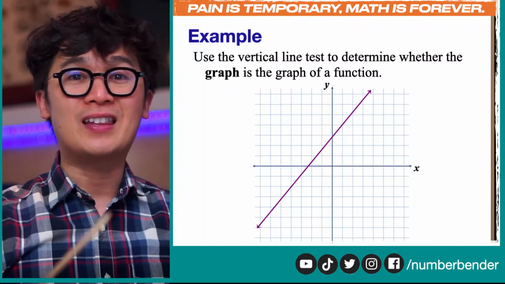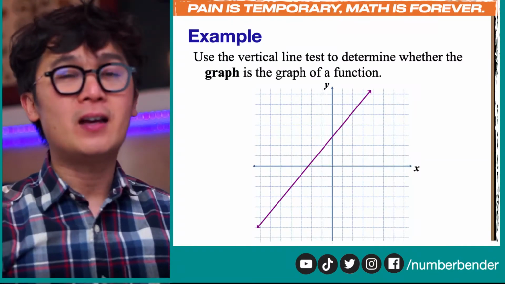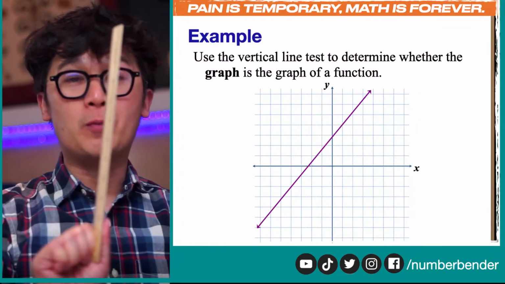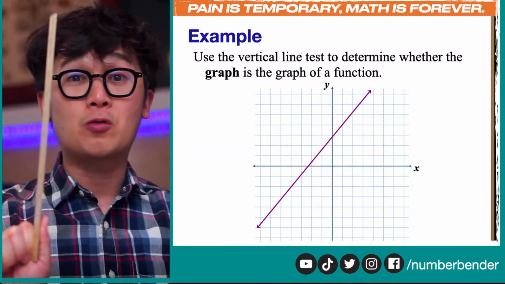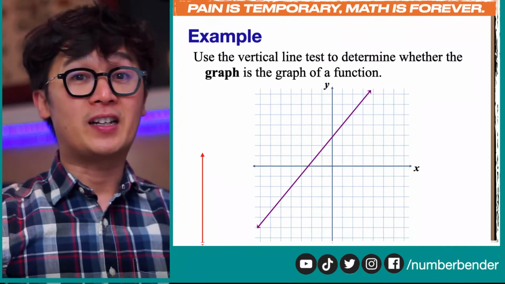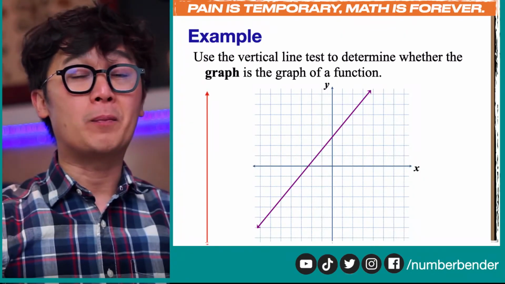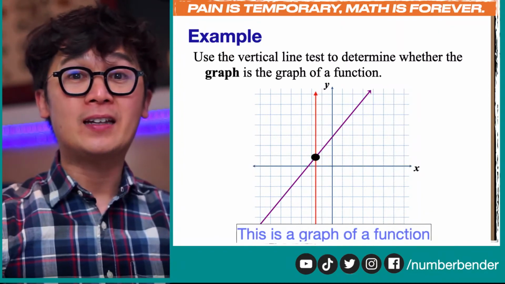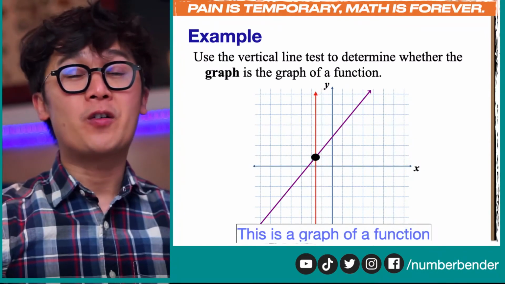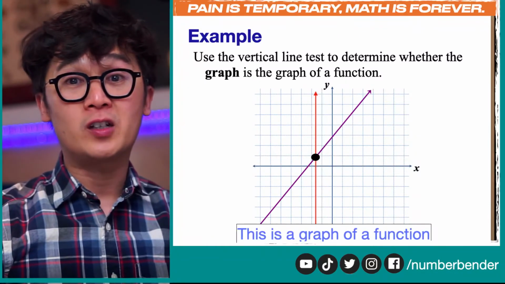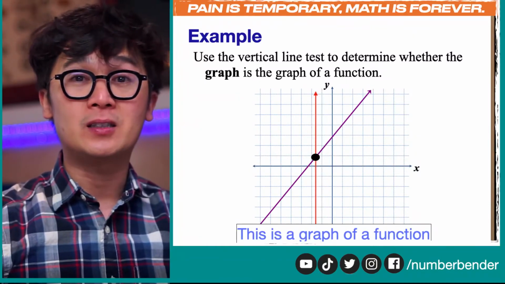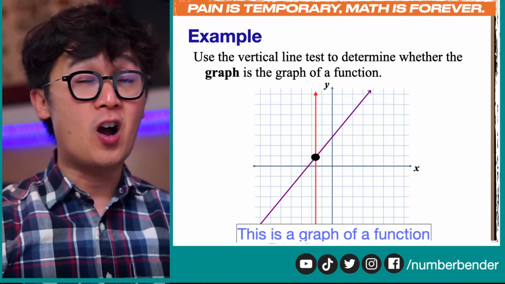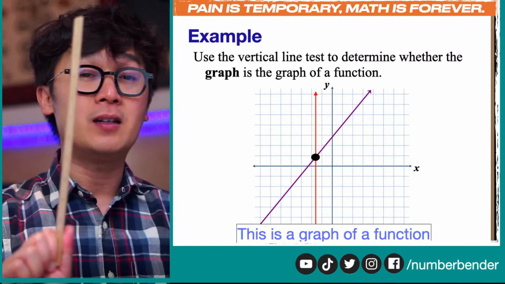So let's take a look at this example. We are seeing a linear function, a diagonal line, and notice that if we pass our vertical line through our f of x, like so, this is our vertical line, and it will pass through our graph, it will only hit our function once. So that means this graph or this function is indeed a function because the vertical line test verified that you only have one point of intersection of your vertical line to your graph.